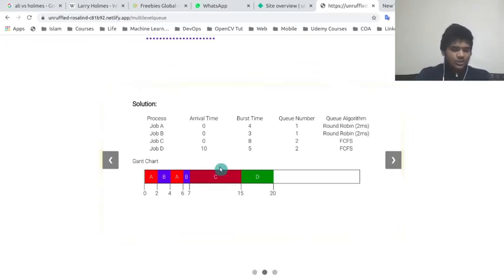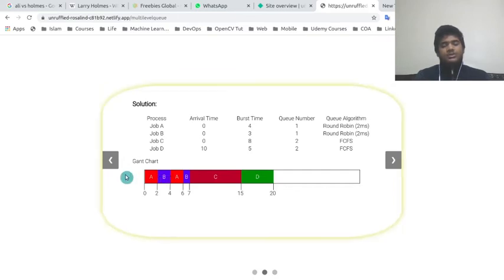So the Gantt chart shows the solution of how these processes will get CPU time. Process A and process B belonging to the first queue will get executed first. After they are completed, the next queue will get CPU time. As you can see, because this is a round robin algorithm, it finishes in round robin fashion, with each process getting a time slice of 2 milliseconds.